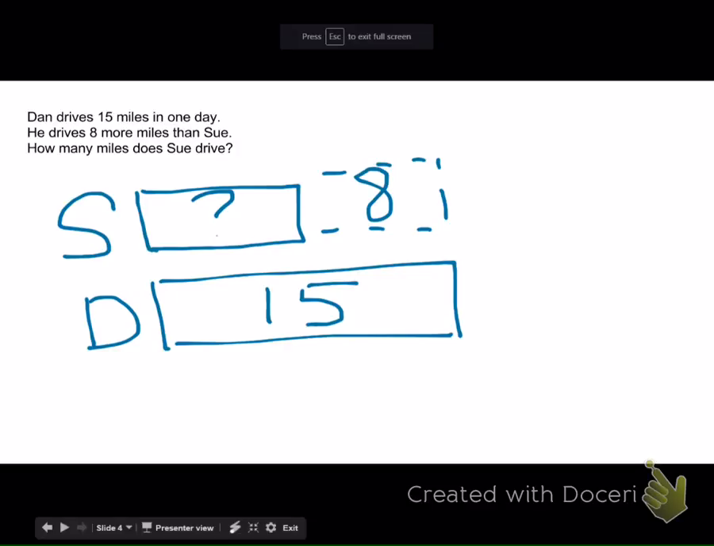Now if I'm looking at my bar, I can tell I need to subtract because the question mark is in the small bar. So I need to take all of Dan's miles and subtract the difference to get Sue's bar. So I'm going to do 15 minus 8 equals 7. So 7 miles is what Sue drove.